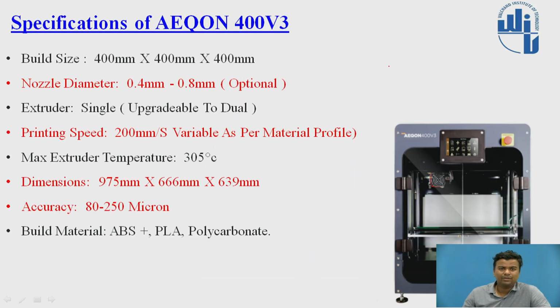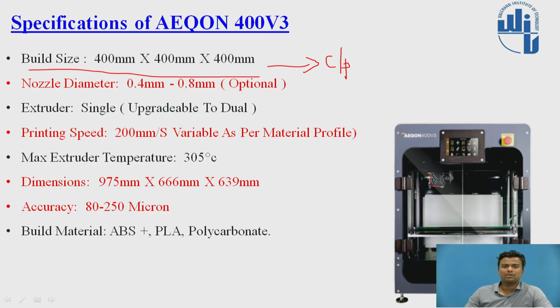We have an FDM 3D printer in our premises, an Acon 400 V3. The build size is 400 by 400 by 400 mm, so within this size you can develop a component or a prototype. The nozzle diameter is 0.2 to 0.8 or 0.4 to 0.8. It has only a single extruder to develop the component. The printing speed is 200 mm per second.